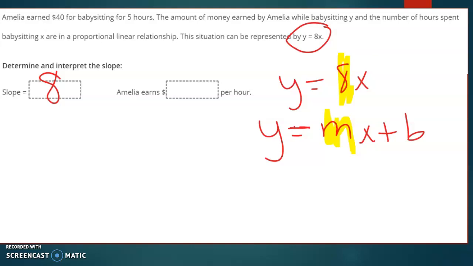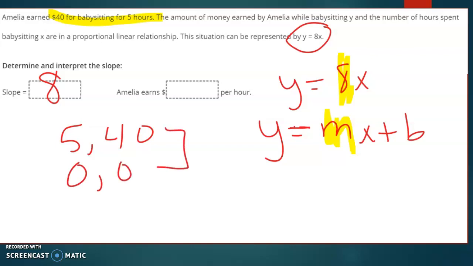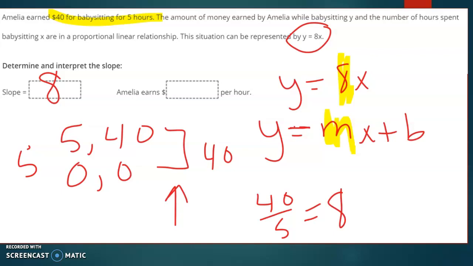If you did it from the graph a few minutes ago, when you do $40 for 5 hours, that's the point 5, 40. Because it's proportional, it's also 0, 0. 0 to 40 is add 40, and I'm going up the graph this time, and 0 to 5 is 5, so it's 40 over 5, which is still 8. Either way you do that.